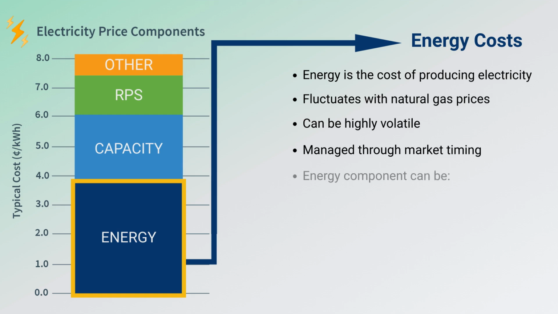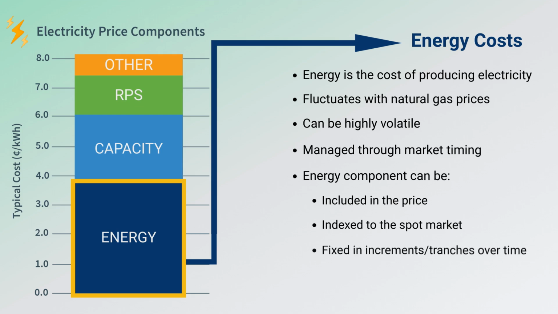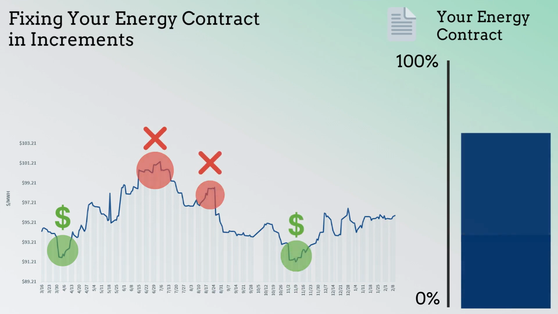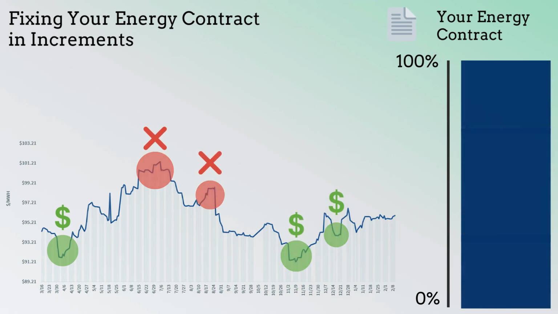Now, unlike the other three, where there's typically an include it in the contract price or not decision, there's a third flavor that most suppliers offer. You can include it or exclude it like the other two, or you can fix it in increments or percentages over time. 25% today, 50% in a few months, that type of arrangement.